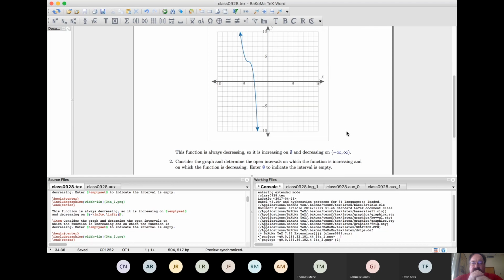A lot of answers in this lesson are going to be entered in this interval form, or in some cases there may be more than one interval that you enter, but it's always the same: parentheses, left endpoint, comma, right endpoint.